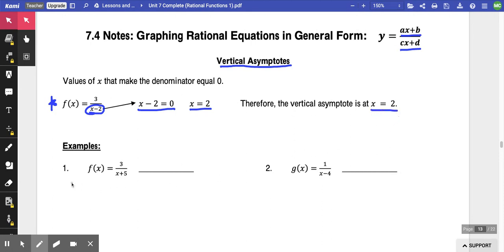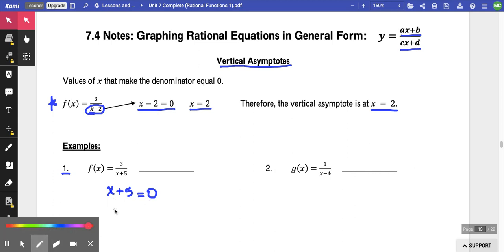So if we look at the first example here, example number 1, our function is f of x equals 3 over (x plus 5). So to find the vertical asymptote for that one, I need all the values of x that make the denominator equal 0. So to find that, I'm going to take my denominator, and I'm going to set it equal to 0, and then I'm going to solve it.